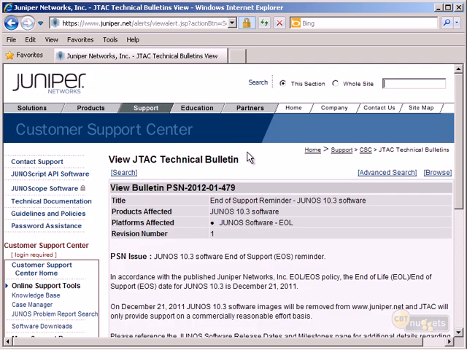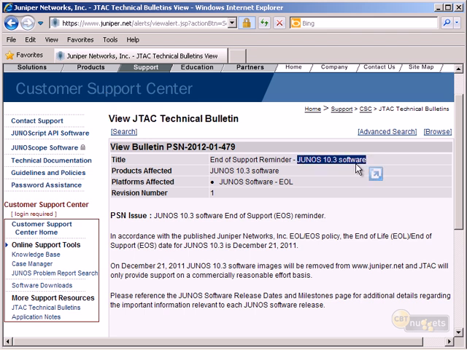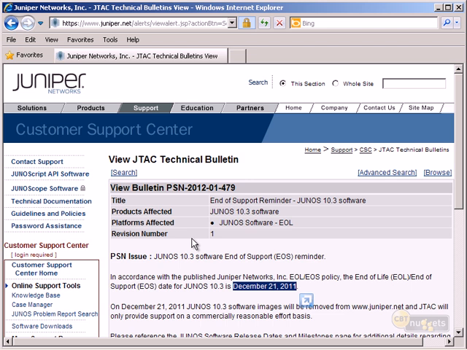Now, I had to log on to see this, so I just skipped through my credential process. And you can see here's a JTAC technical bulletin, and it's basically end of life, end of support for Junos 10.3. And that was as of December 21st, 2011. So you can still use the software, of course, and use the Junos, but they're no longer going to support it. And their images are removed from juniper.net. So you want to make sure that you always are updated on that.